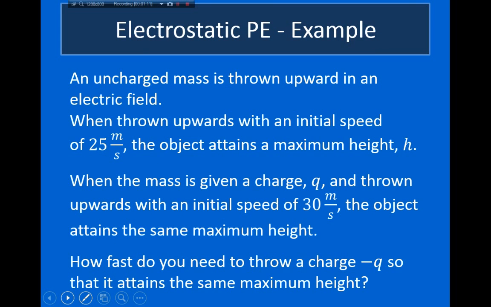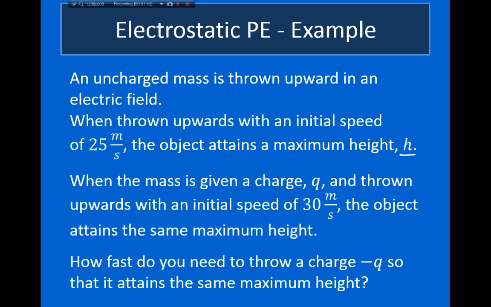This example says, an uncharged mass is thrown vertically upwards in an area that contains an electric field, and this electric field is also going to point in the vertical direction. When the object is thrown upwards with an initial speed of 25 meters per second, the object obtains a maximum height h. When the mass is given a charge plus q and thrown upwards with an initial speed of 30 meters per second, the object obtains the same maximum height. So the question asks, if the object was given a charge minus q, how fast would you need to throw the object vertically upwards so that it would also attain the same maximum height?